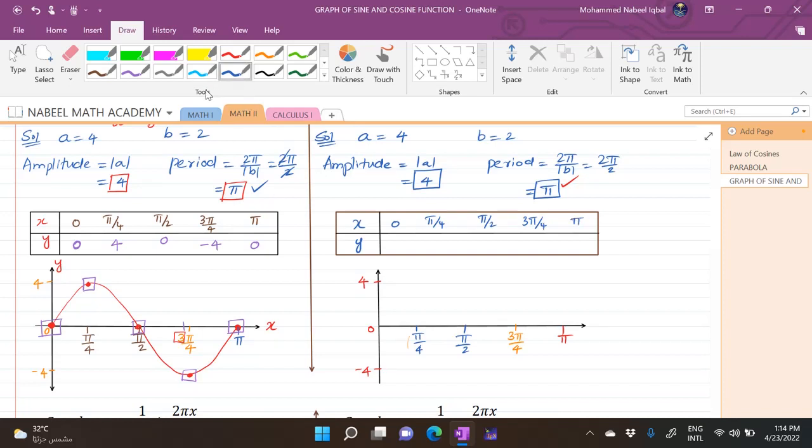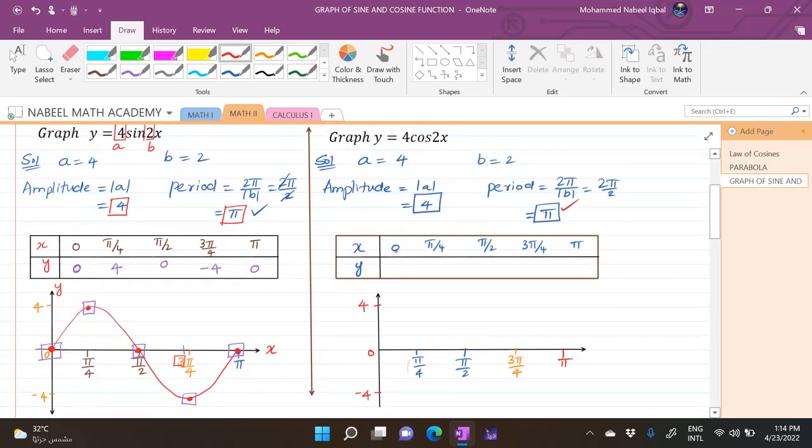Now, when you see this one, the starting point when x equals 0, I substitute, cosine 0 is 1, so you will have 4. So the cosine starts with the amplitude. This is the only difference between the sine and cosine function. Sine starts with 0, whereas cosine starts with the amplitude. If it is positive, it starts with plus 4. If it is negative, the cosine graph starts with the negative.